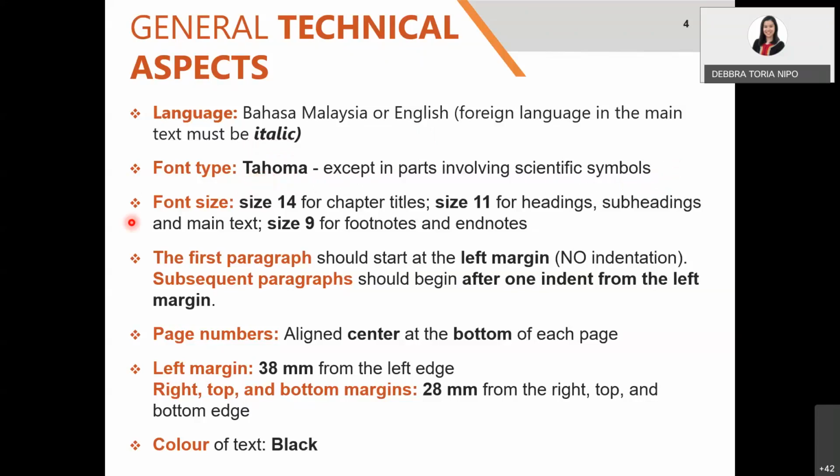And then your font size: size 14 for chapter titles, your main chapters, chapter 1 and so on. Size 11 for headings, subheadings, and your main text. And size 9 for footnotes and endnotes.